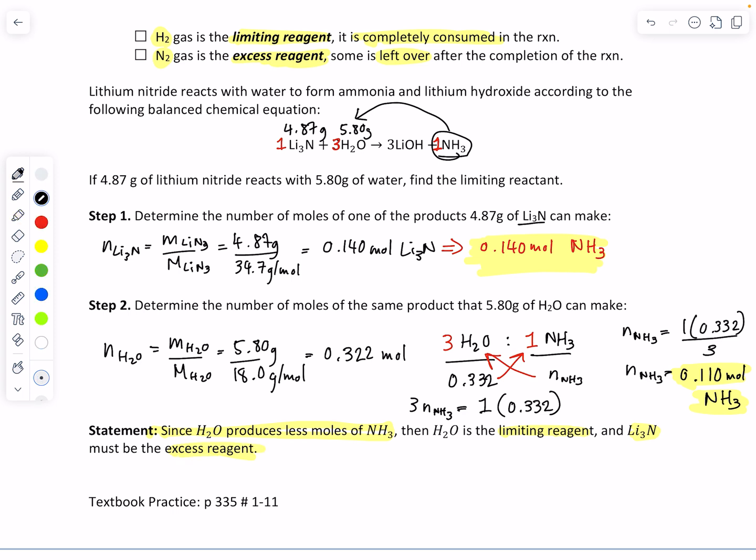So, more: excess reagent. Less: limiting reagent.